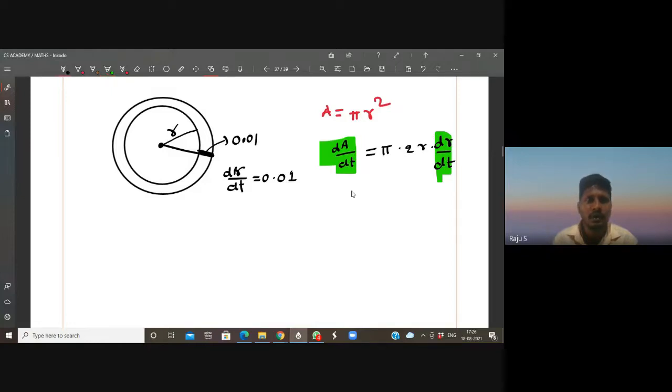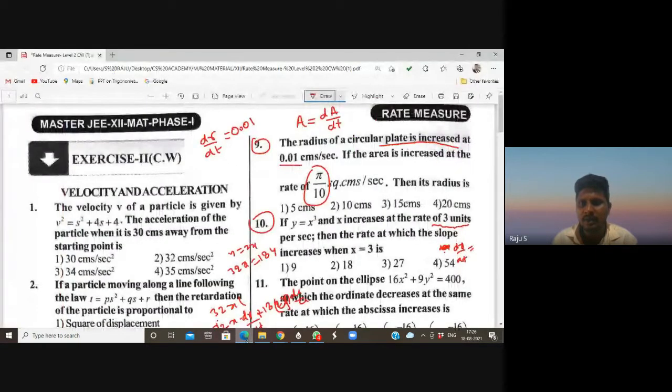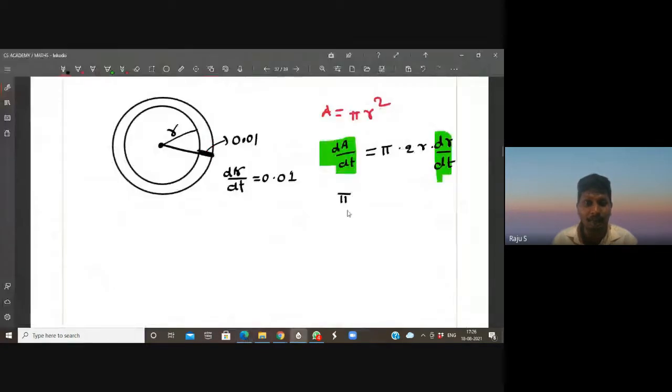Okay. Both the values are given. The rate of change of area they have given as pi by 10. The area is increasing at a rate of pi by 10. Pi by 10 is equal to pi into 2r, and we have to find the actual radius. So 2r into dr by dt is 0.01. Am I right?